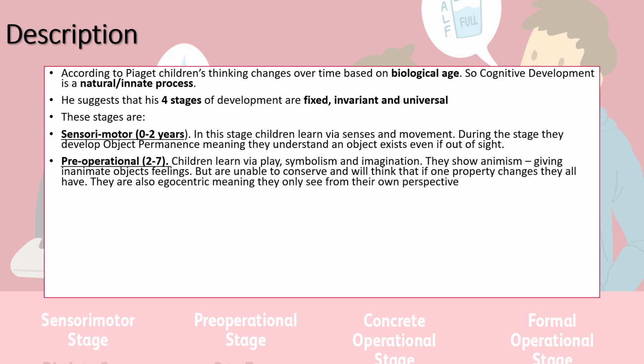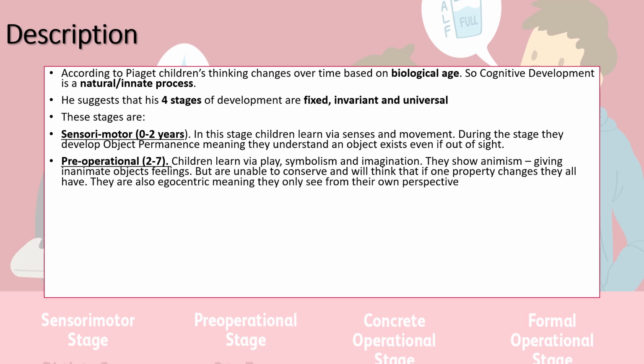They also show a skill called animism. This is when they give inanimate objects thoughts or feelings. This could be a toy like their teddy bear, maybe saying that Teddy's hurt or Teddy's sad, or wanting Teddy to come to dinner. They're giving this object feelings.